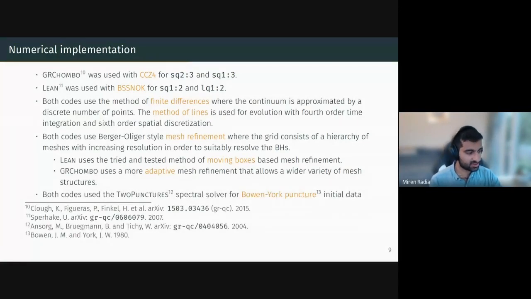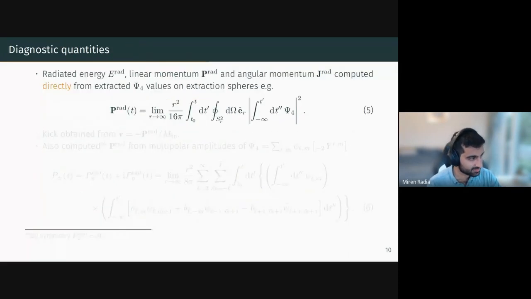And both codes use the TwoPunctures spectral solver, which is the de facto standard code for puncture initial data, for Bowen-York puncture initial data. So that's spinning black holes that also have a boost. Bowen-York data is a conformally flat solution of the constraints for multiple boosted spinning black holes. In the case of one black hole, it's not exactly the Kerr solution because there don't exist conformally flat coordinates for Kerr, but it does include some extra stuff which we call the junk radiation. And when we start evolutions, this junk radiation just propagates outwards to the outer boundaries of our computational domain.